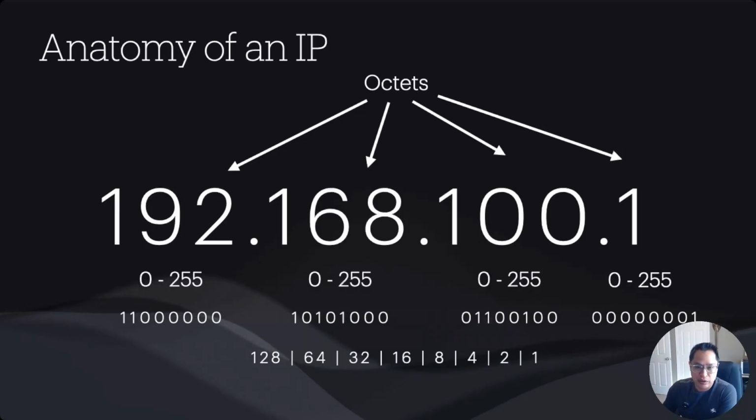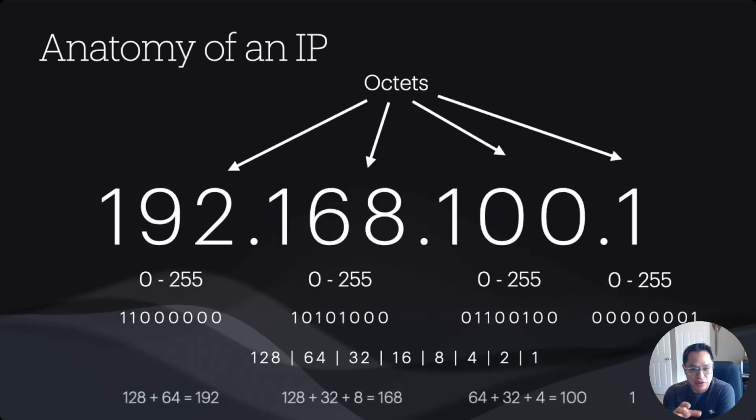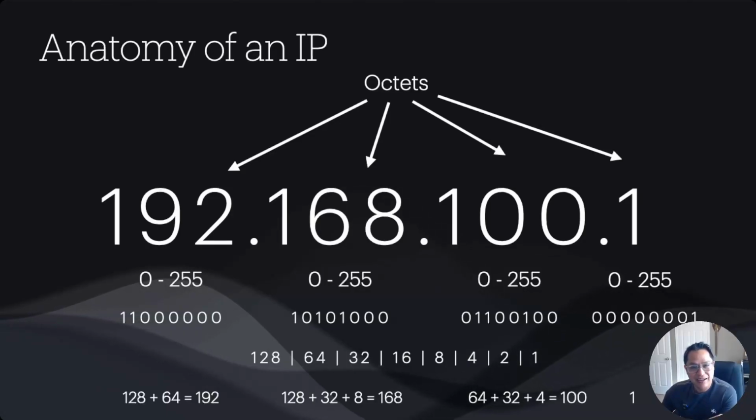So if we were to try to determine how these numbers were created, well, this first one is essentially 128 plus 64. That's how we got that 192, because that's where our ones are in that placement of that 8 bits.